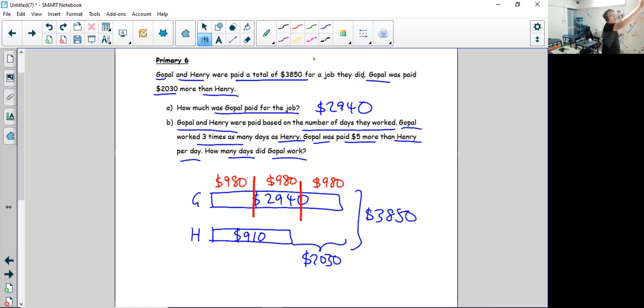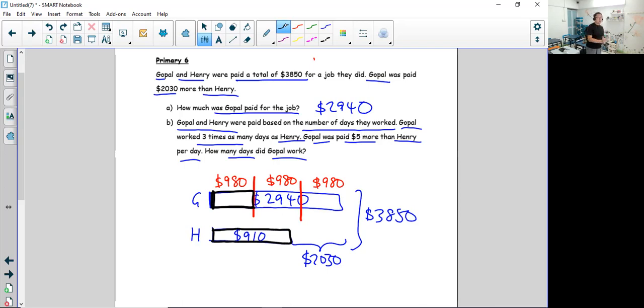Like for example, if you look at my model, now this is one group, or one time. Gopal worked 3 times as many days. So if you look at one time, this one time is the same as this one time. What is one time? It means one time is their equal number.